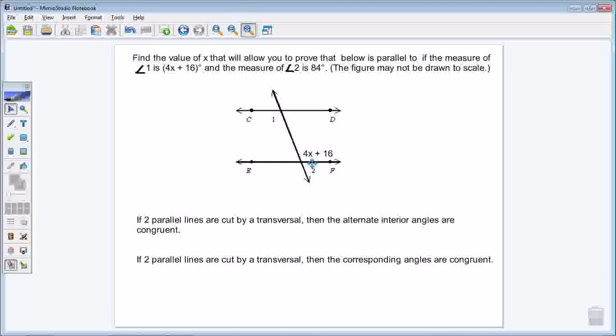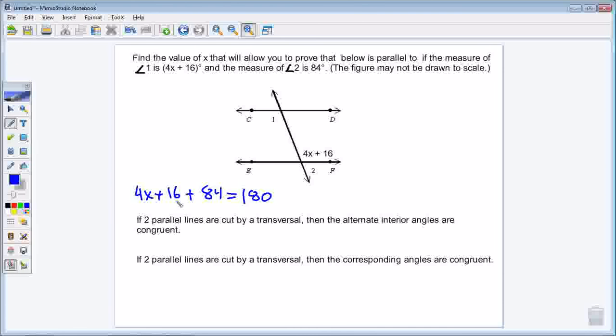Well, this is where it helps me. I know that these two angles, angle 2 and this 4x + 16, are going to be supplementary. I know that angle 2 is 84 degrees. So I can go ahead and set up my problem now. Since they're supplementary, I can say 4x + 16 plus the measure of angle 2, which is 84, is going to equal 180. That's my definition of supplementary angles.